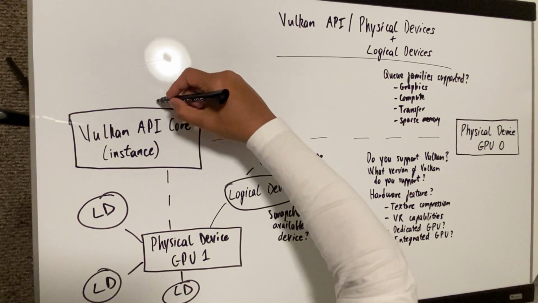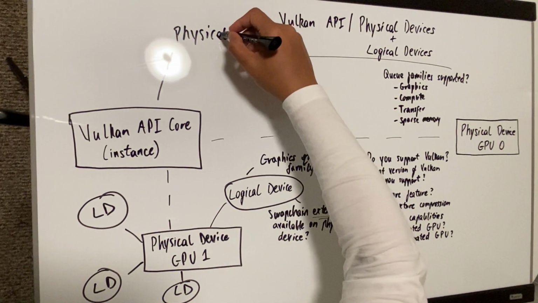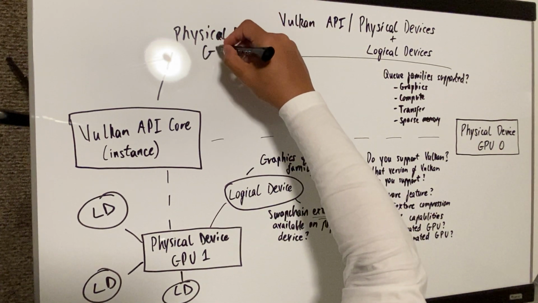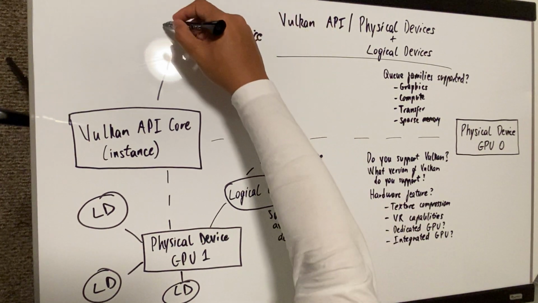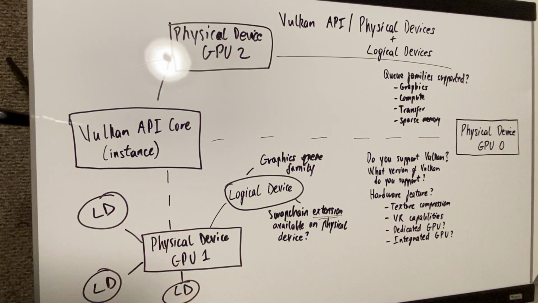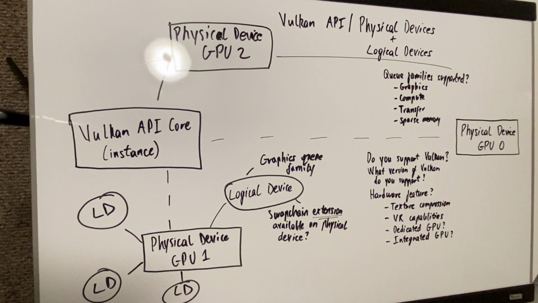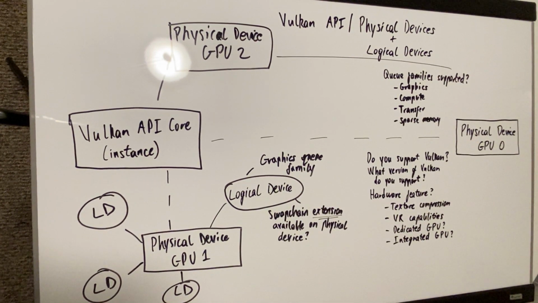So, we could have other physical devices, right? We could have another GPU, GPU 2. Okay, so this is another physical device. Maybe this is a dedicated device, maybe this is an integrated device, maybe this is another integrated device, but they might have different capabilities or what have you. Anyway, this is my explanation of how physical devices and logical devices work.